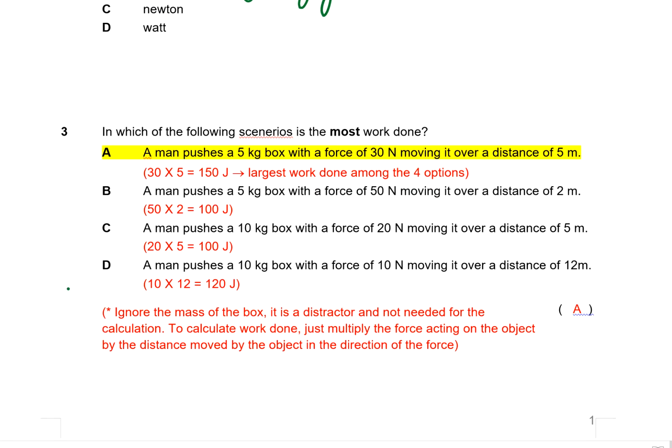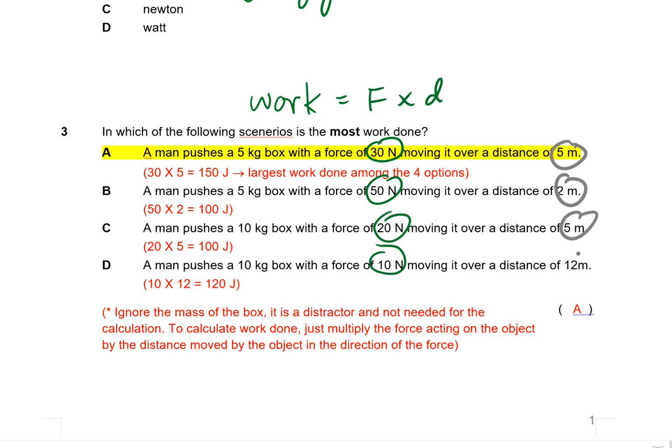Question 3, they ask you to decide under which scenario, A, B, C, or D, will the most work be done. Now, in all 4 scenarios, a man is pushing a box. The mass of the box may differ, but the boxes are all moving. So in this case, again, let's remember that work done is force times distance. So what we do is calculate the work done for all 4 scenarios. The forces in the 4 scenarios are different and the distances are also different. So I'll multiply them and the answers are given here.